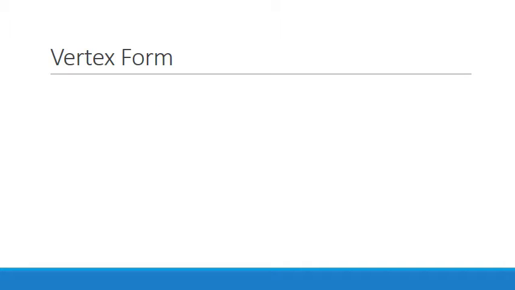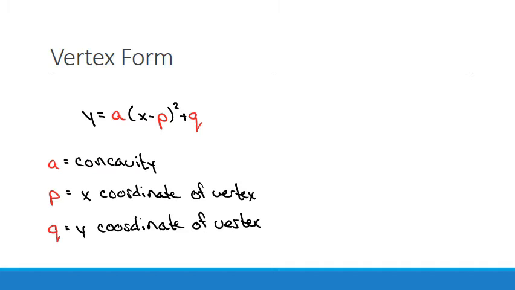Alright, so let's begin. Vertex form looks like this: y equals a bracket x minus p squared plus q. a, p, and q are numerical values, okay? The y and the x are going to stay as y and x. They're going to be the variables.